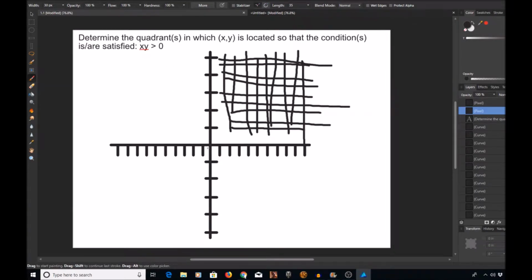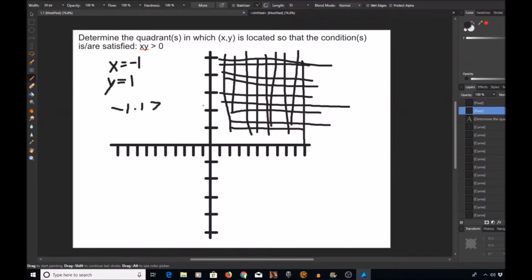Now, in quadrant 2, our x value will be negative, but our y value will be positive. So let's do the same thing here. x will be negative 1, because it would be here, and y will equal 1. Now we do negative 1 times 1, and we ask ourselves, is negative 1 times 1 greater than 0? And we find that the answer is no, because negative 1 is not greater than 0.